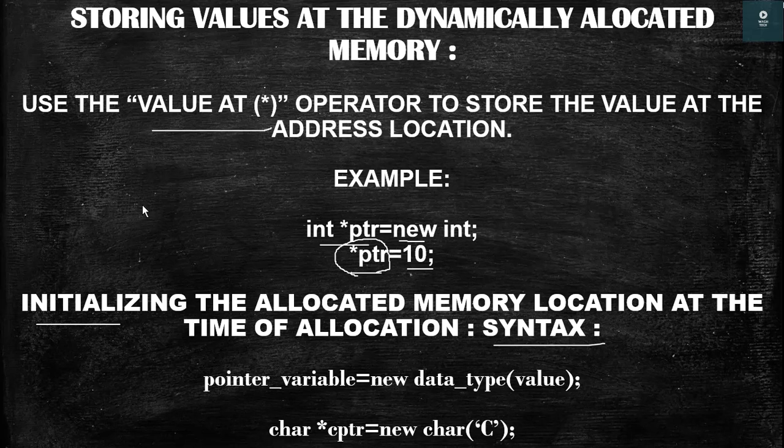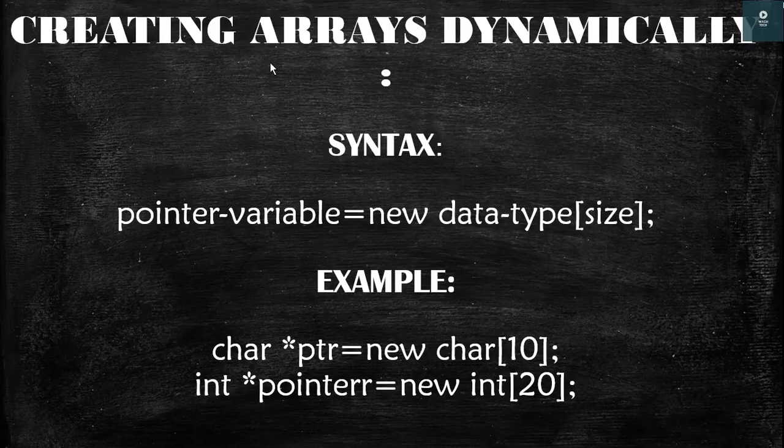We can also initialize the allocated memory at the time of allocation. The syntax is here. Just write the pointer variable first, then an equal sign, then the new operator, then a space and the data type, and inside the brackets write the value. For example, if we have a character pointer whose name is cptr and we are allocating the memory using the new operator, and here we are also initializing the allocated memory location using the brackets. So C is assigned to this newly allocated memory, that is, the value stored inside this is C.